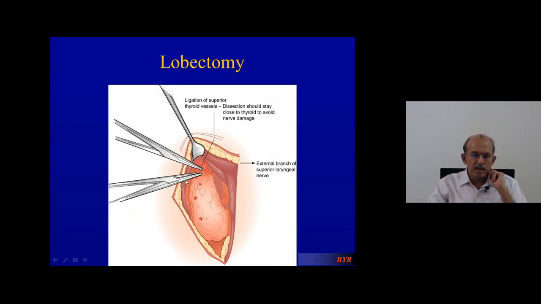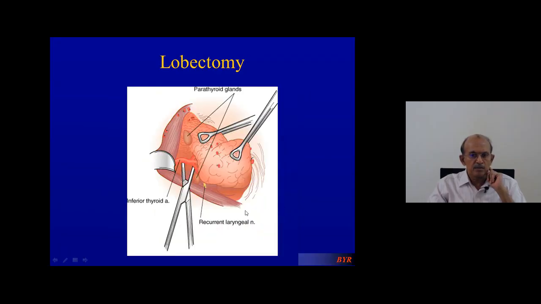This is the superior thyroid artery and vein. The individual branches have to be ligated close to the thyroid gland, not far away from it. Then the inferior thyroid artery is found on the posterior border of the thyroid gland, and you have to ligate it, but only after isolating the recurrent laryngeal nerve.